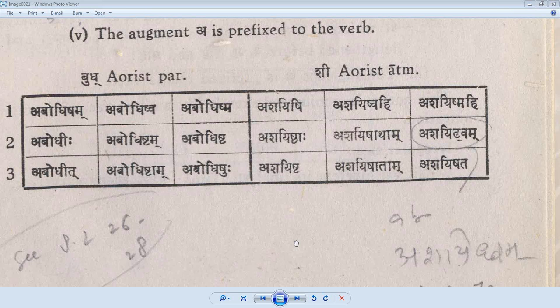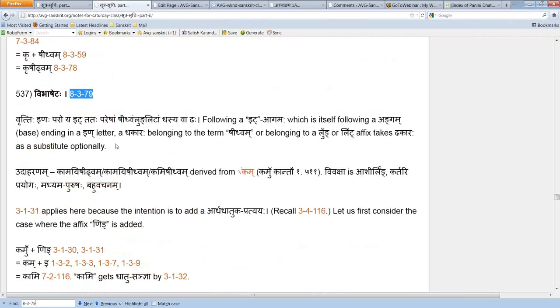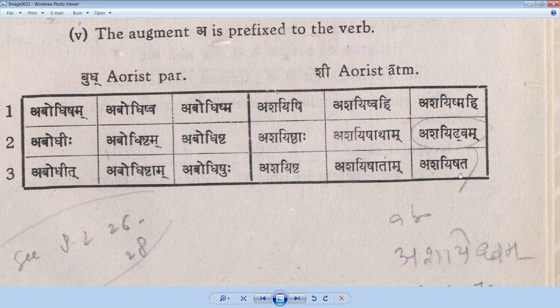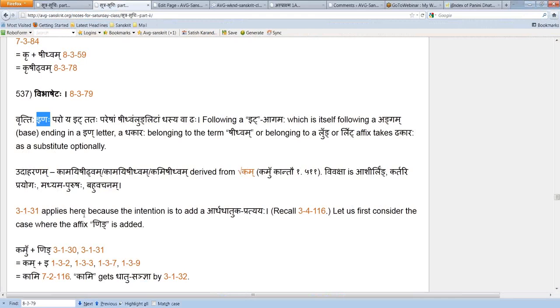because of 8-3-79 vibhashetaha. One more time, vibhashetaha says inaf paraha. So which is the in? First you have to catch the in letter. In this case, the in letter is the yakara, because of hayavaratlan; the in goes up to there. So enough paraha, ya it, so that idagama also we have. Tataf paresham lung shidham lung litam dasya vadhaha.